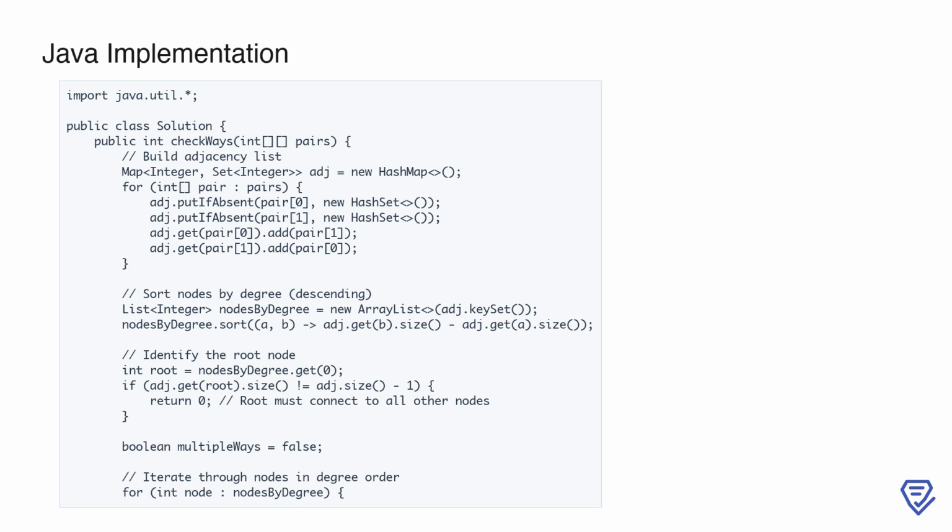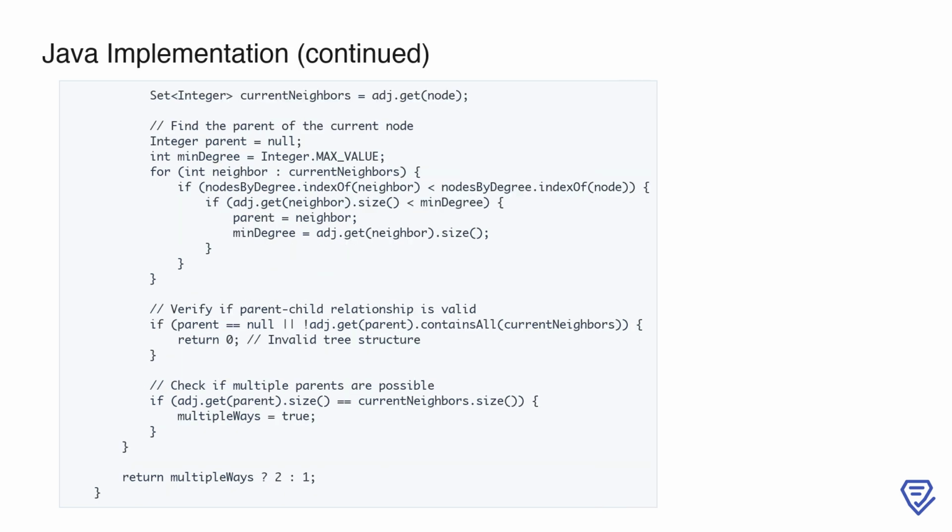After sorting, we identify the root node, which should be the node with the highest degree. For a valid tree, the root node must connect to all other nodes directly, so we check if its degree matches the total number of nodes minus 1. If this condition fails, we immediately return 0, as the tree structure would not be valid. The variable multiple ways is introduced to keep track of whether there are multiple valid ways to reconstruct the tree.